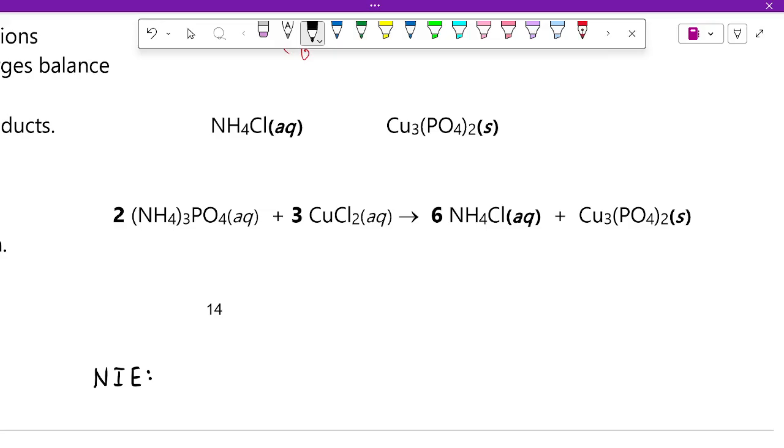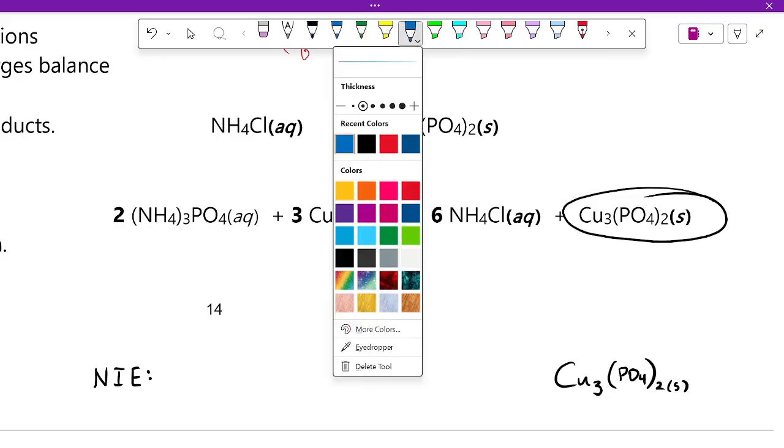What would we do? We would start by writing our solid over on the right. And then, oh, that's where it is. I have 2 blues. That's why.